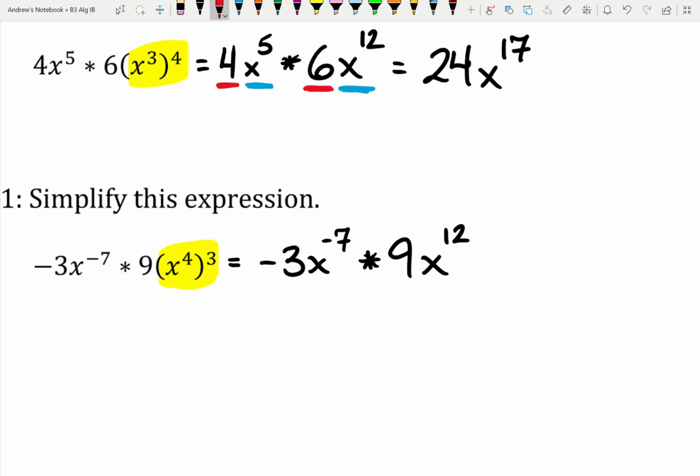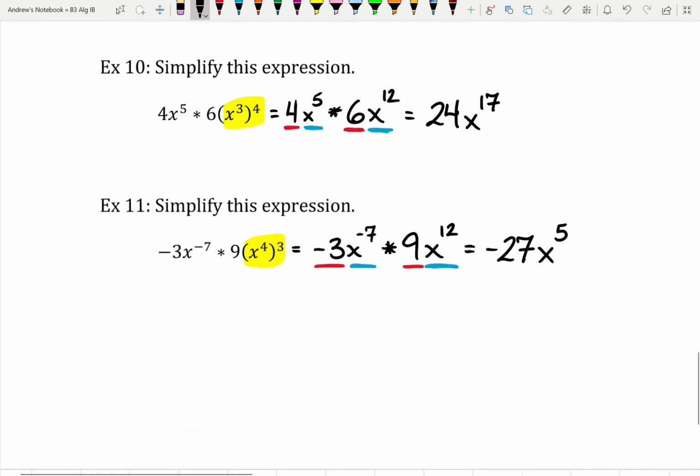Same thing as the last one. I have negative 3 times 9. Those can multiply together. We got x to the negative 7th and x to the positive 12th. Those can multiply together. So negative 3 times 9 is going to give us negative 27. When we take care of those x's, x to the negative 7th times x to the positive 12th, I'm adding those exponents together. So negative 7 plus 12 is going to spit us out at positive 5. Okay. Well, wow, I think that's it. Sure is. We're already done.